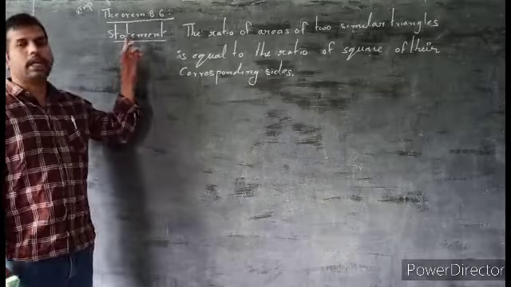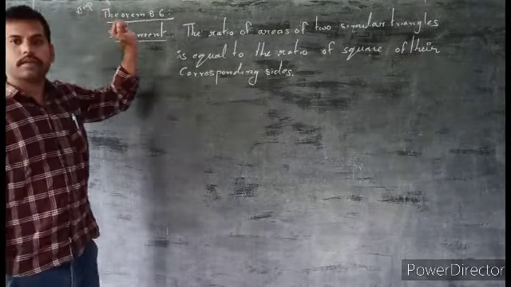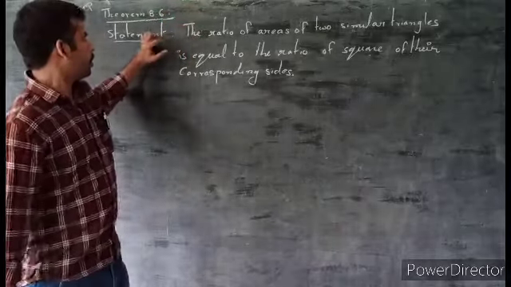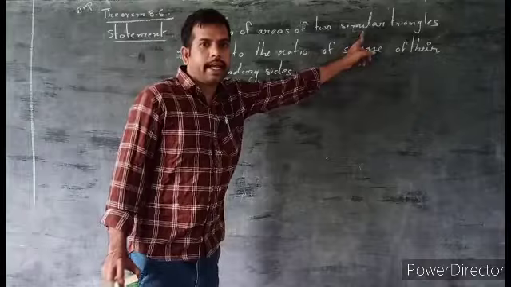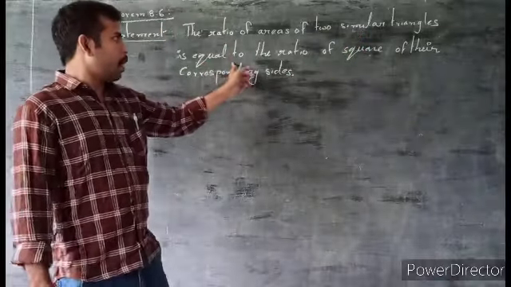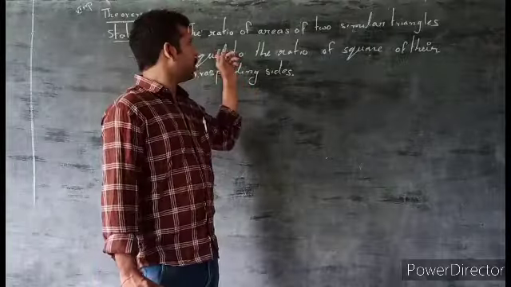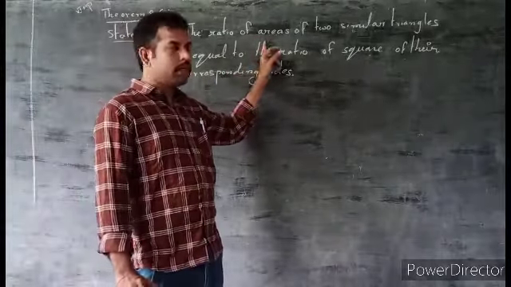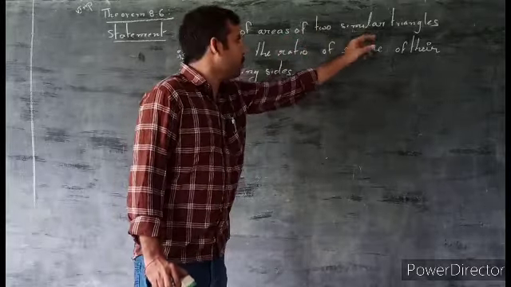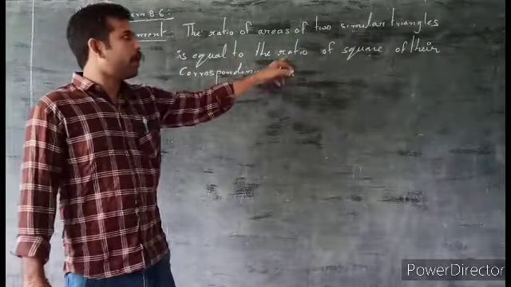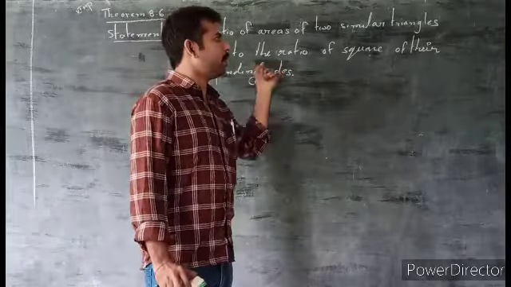Today we discussed Theorem 8.6. It is a very important theorem. The statement is: the ratio of the areas of two similar triangles is equal to the ratio of the squares of their corresponding sides. So that is the statement as given.